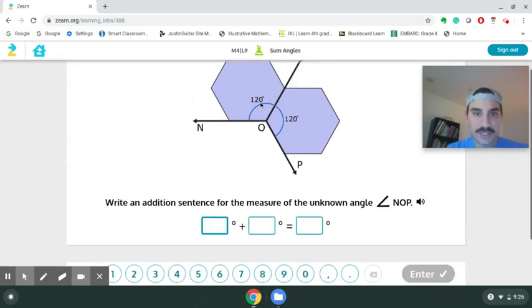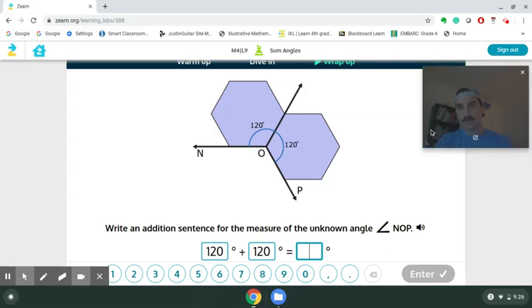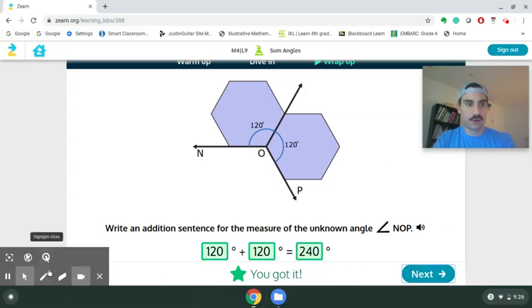All right, let's write an addition sentence for the measure of the unknown angle NOP. This measures 120, this measures 120. Pause the video right now. Go ahead and solve this quickly. 120, 120. When I add those together, what do I get? If you said 240, you are correct.